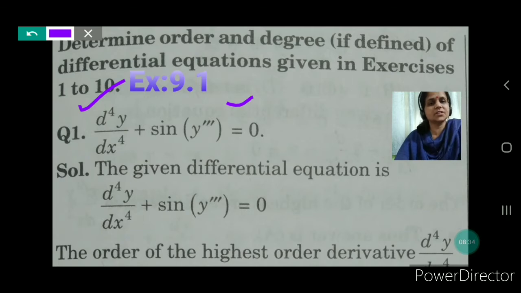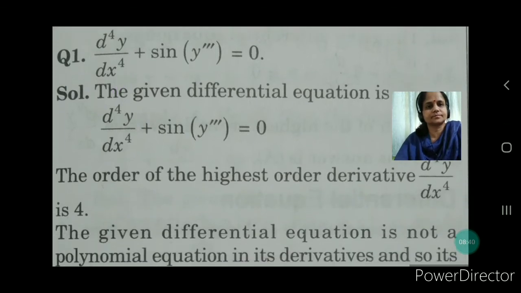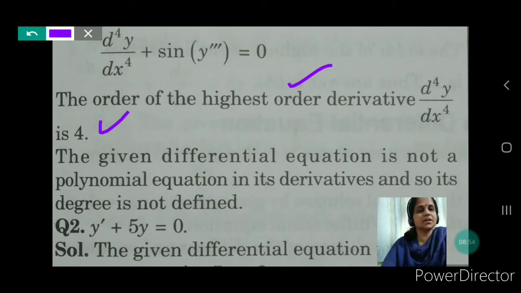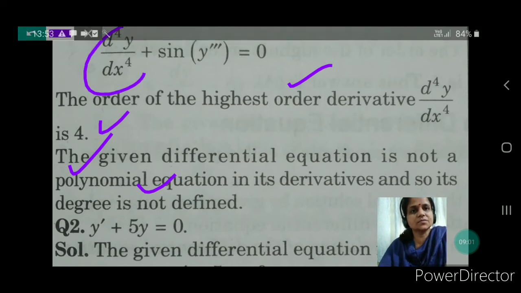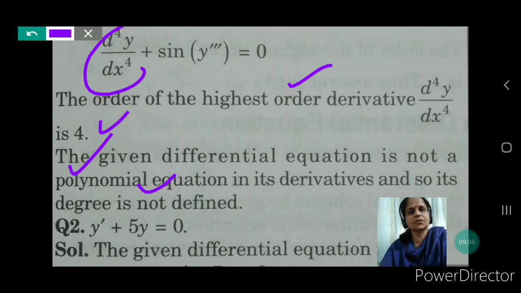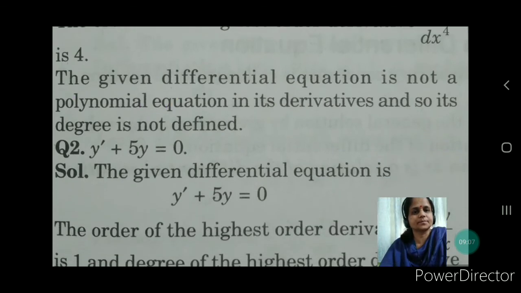The given differential equation is this. The order of the highest order derivative is 4. The given differential equation is not a polynomial, so here degree is not defined. Order is 4 but degree is not defined. Now move on to the next question.